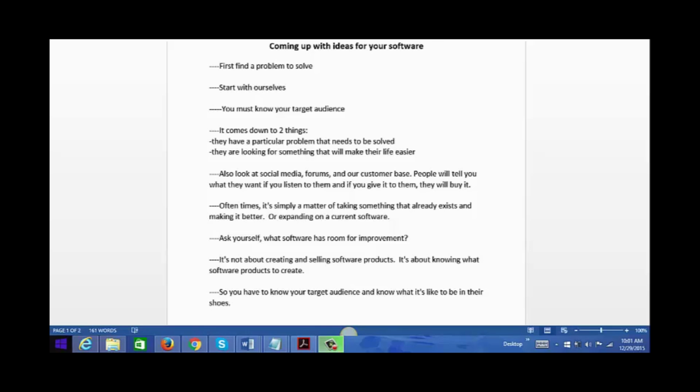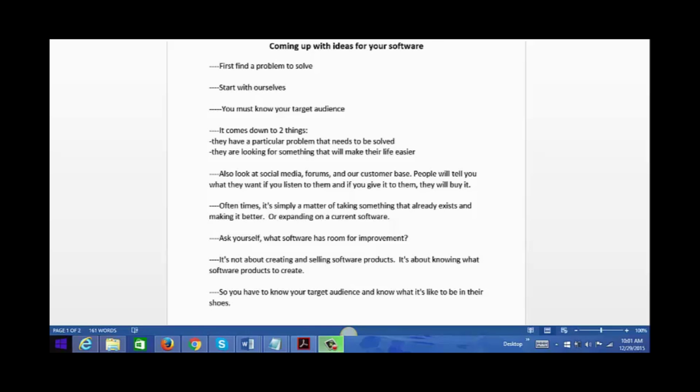Do you have a problem in your business or personal life that can be solved with a software tool? Because let's face it, if you have a problem, I'm pretty sure there are other people out there with similar problems as you. So your problem is not unique to yourself. You must also know your target audience that you plan to sell your software to.